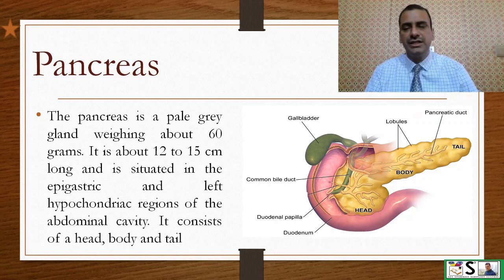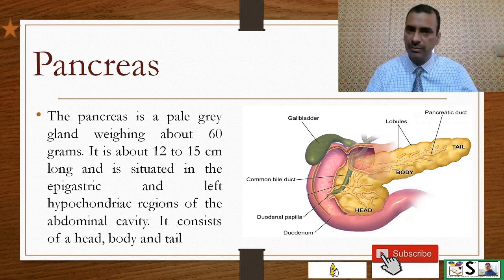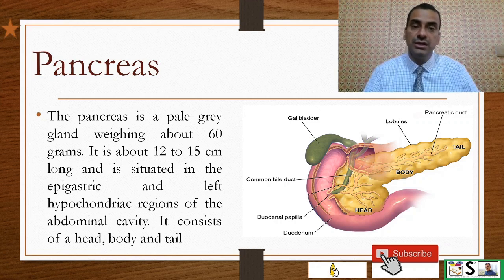Pancreas is a pale grey gland weighing about 60 grams. It is about 12 to 15 centimeter long and is situated in the epigastric and left hypochondriac region of the abdominal cavity. What are the regions of abdominal cavity? You can watch my previous lecture where I have described the introduction about anatomy and physiology, and we have discussed in detail all the regions and quadrants of abdominal cavity.